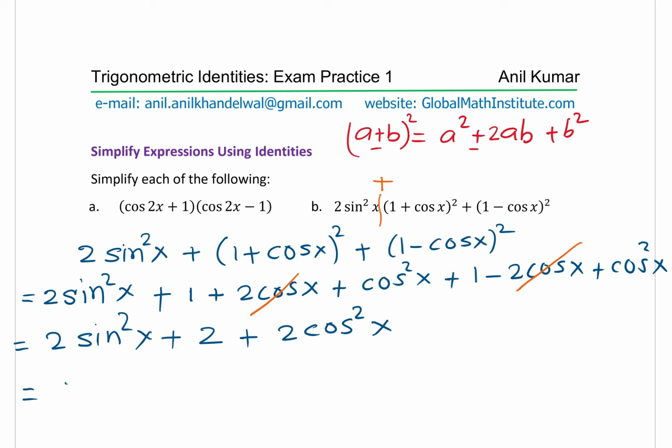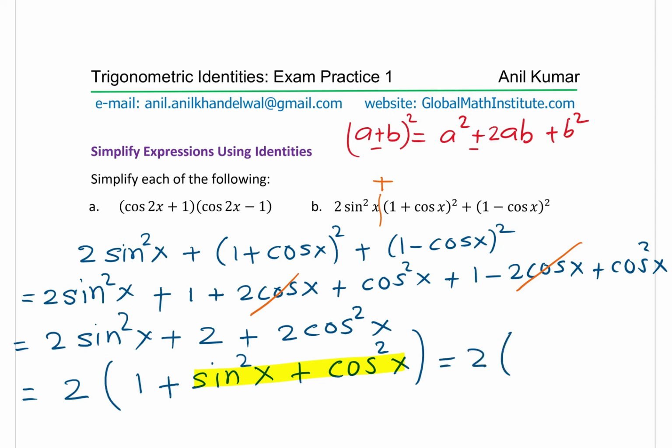We could write this 2 as common. And so what we get here is 1 plus sine square x plus cos square x. Now, what is sine square x plus cos square x? It is equal to 1. So we could write this as 2 times 1 plus 1, which is 4. So the expression actually simplifies to a number 4.